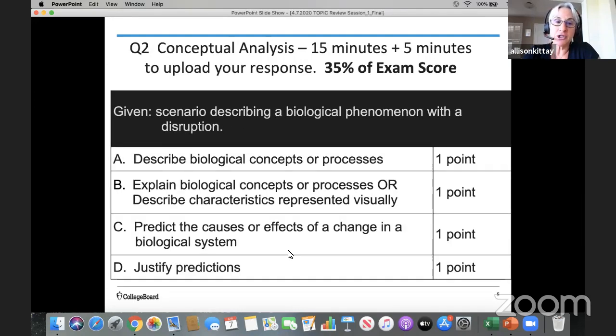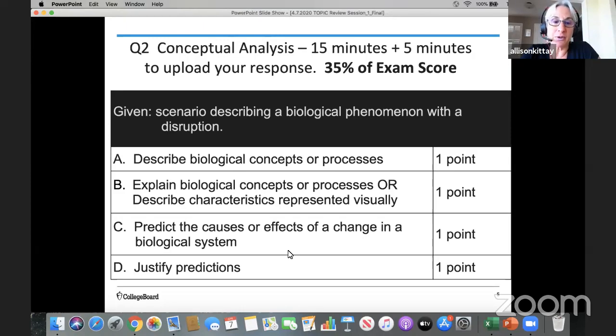For the second short free response question, in previous exams when I'm preparing my students, I usually tell them that they should spend between 6 and 8 minutes on those short free response questions. This one is a 4-point question, and you see that you have 5 minutes to respond to it and then the additional 5 minutes to upload your response. This will make up 35% of your total AP exam score. In this question, you'll be given a scenario describing a biological phenomenon with a disruption.